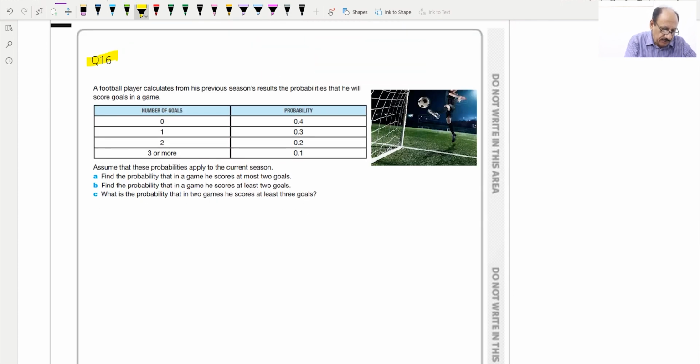Question number 16. A football player calculates from his previous season's results the probabilities that he will score goals in a game: number of goals 0, 1, 2, or 3 or more, and these are the probabilities given. Assume that these probabilities apply to the current season. A part, find the probability that in a game he scores at most 2 goals. So at most 2 goals means it should be at most 2. So what can be the options?